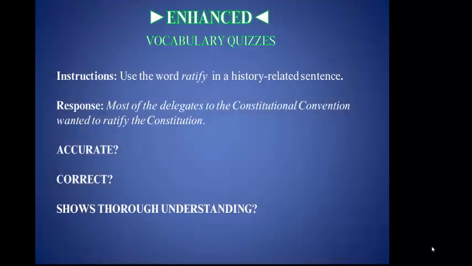Instructions: Use the word ratify in a history-related sentence. Okay, so we're having them engage in history, right? Great. Response: Most of the delegates to the Constitutional Convention wanted to ratify the Constitution. Well, is it accurate? Yes. Is it correct? Yes. Does it show thorough understanding? Not really. Ratify could mean a lot of things in that sentence. Also, they don't show much of an engagement with the content itself. So we're doing okay, but we could do better.